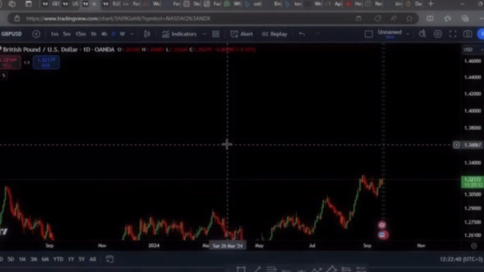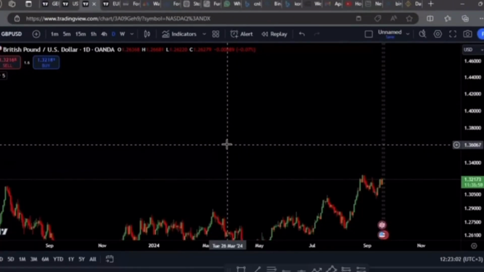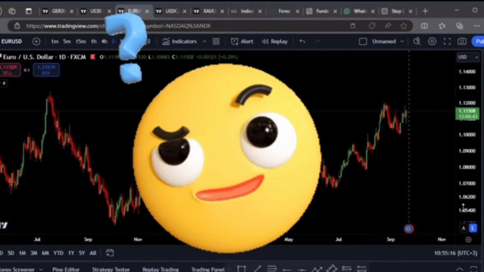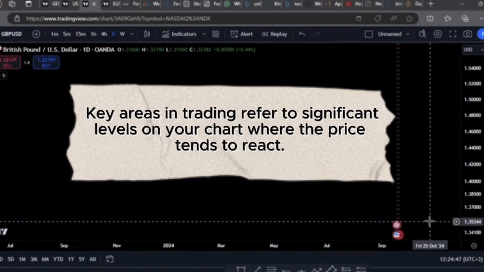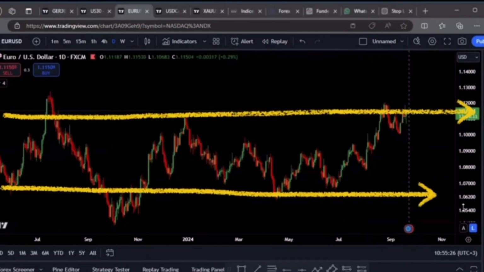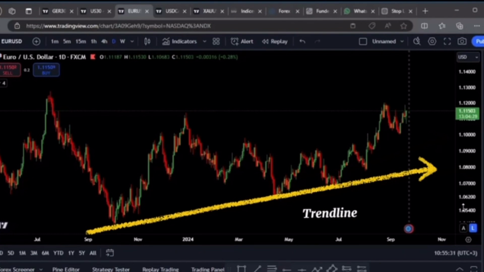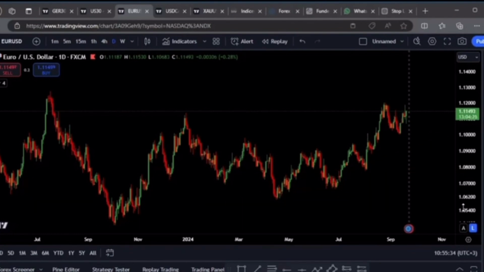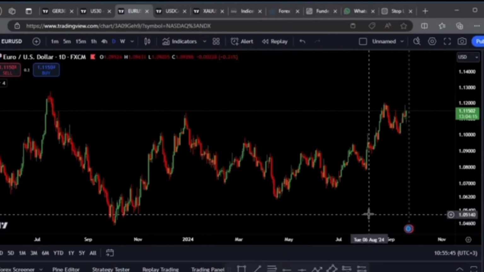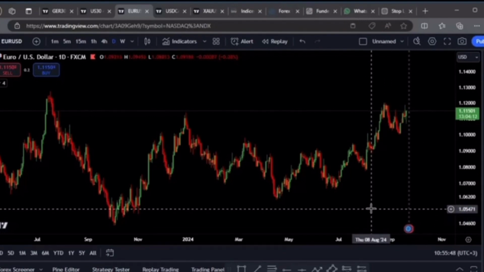Welcome back, traders. Now we are going to start with the definition of the key areas. What do we mean by trading the key areas? In trading, key areas are the significant levels on the chart where the price is likely to react. This could be your support or resistance zones, trend lines, psychological price levels. Understanding these areas is essential because they will help you to determine where you can enter or exit your trades more effectively. So I will just quickly look at key areas.